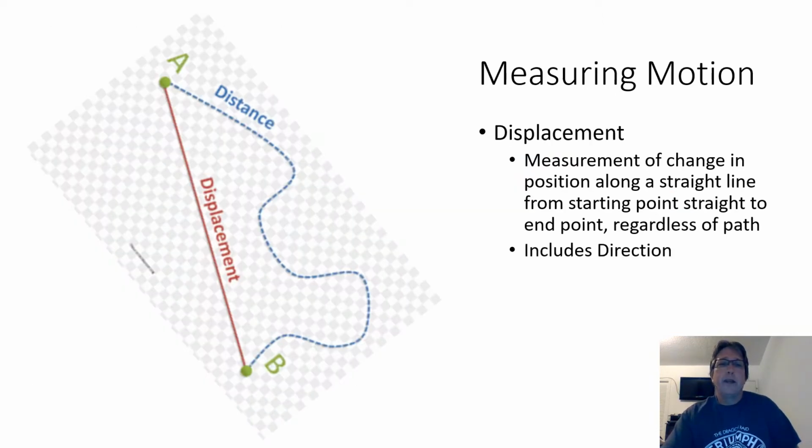Displacement, on the other hand, is another way of measuring motion. But for displacement, we measure a change in position that's a straight line from the start to the ending point. So from where you started, straight to where you end. That would be the displacement. And displacement includes direction. The path that you take to get there doesn't matter. So you really don't get credit for all the work you do getting there. It's just measured straight from the beginning point to the end point.